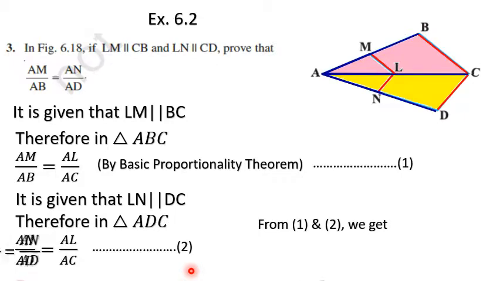So from equation 1 and 2, we can equate the LHS. So what we will get? We will get AM by AB is equal to AN by AD. That is what we have to prove. Now let us move on.